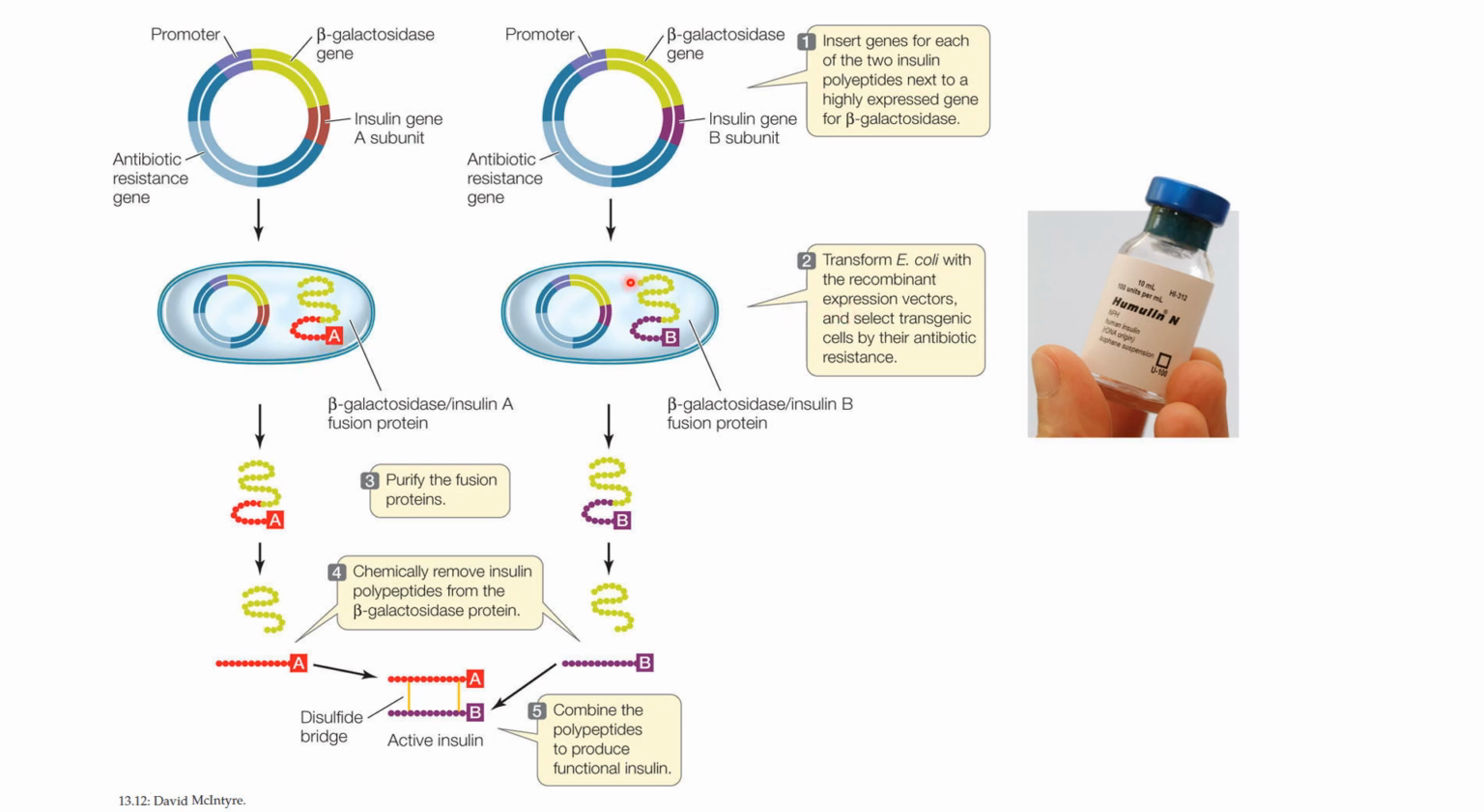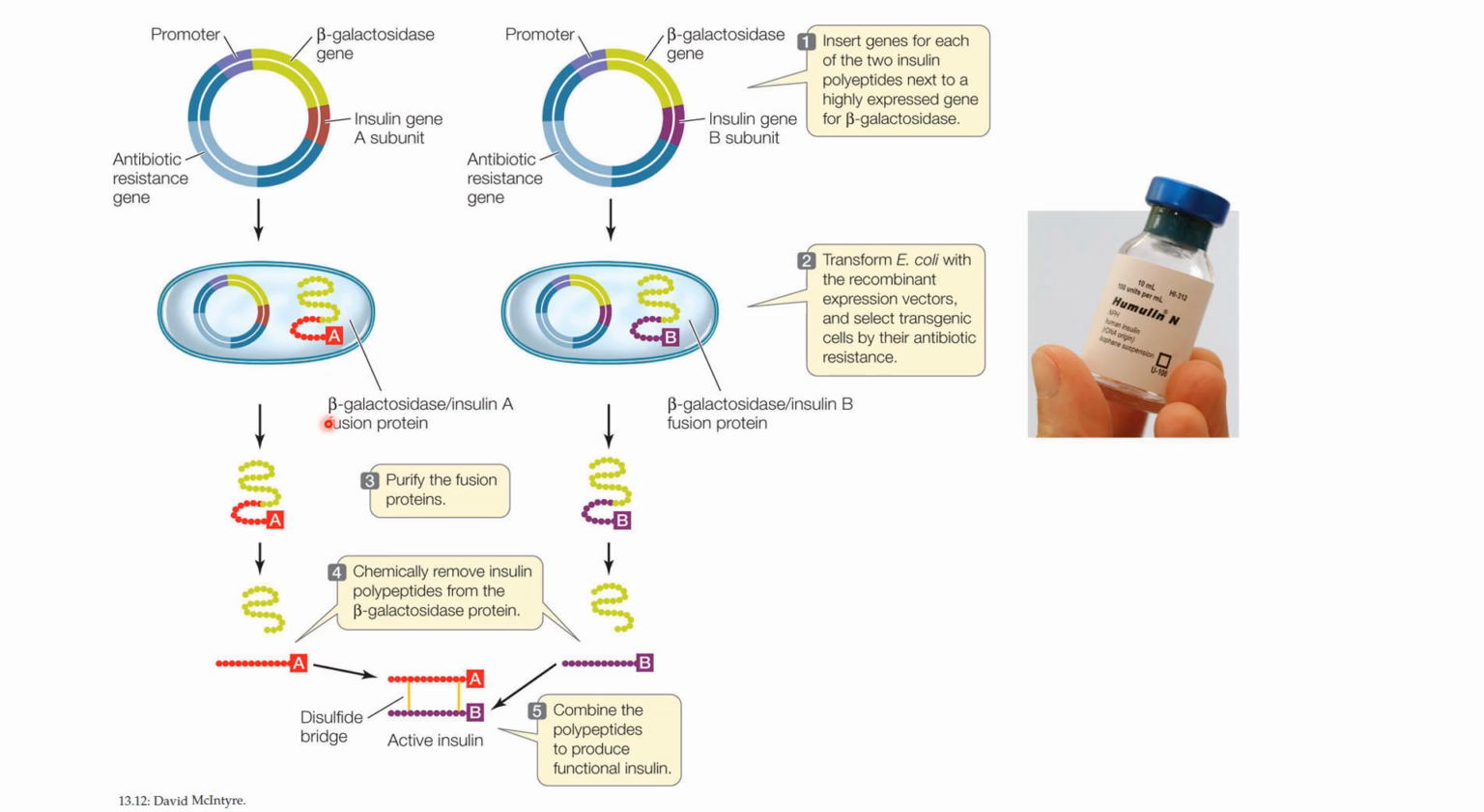Similarly, the same thing happens in the B subchain. Upon expression, it expresses highly because it has high expression for the beta-galactosidase enzyme. So there's production of this chain, which is in green, and then there's a purple chain, which represents the B subunit.